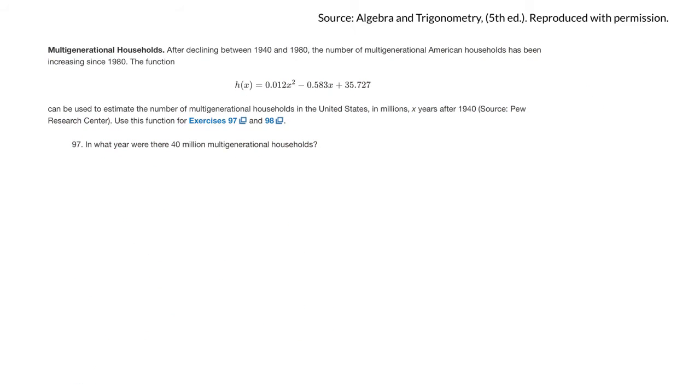Tough ones. All right, let's try some other ones. I've got a worded question here. So they say, after declining between 1940 and 1980, the number of multigenerational American households has increased since 1980, according to that function. So it can be used to estimate the number of multigenerational households in the U.S., in millions. Okay, so I take whatever number they give me, and I wouldn't use the millions part. So they say, in what year were there 40 million multigenerational households? So that's the answer to that question right there.